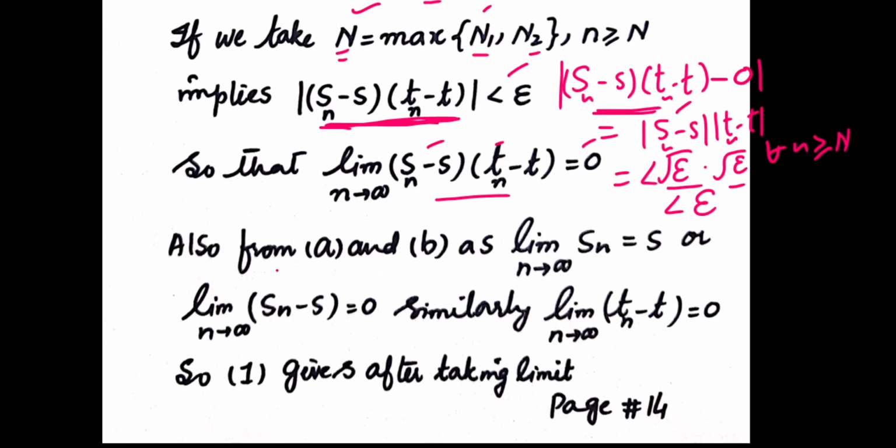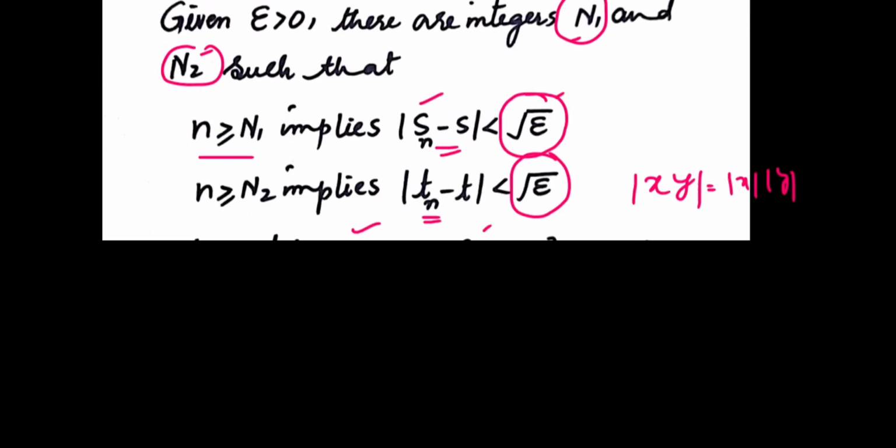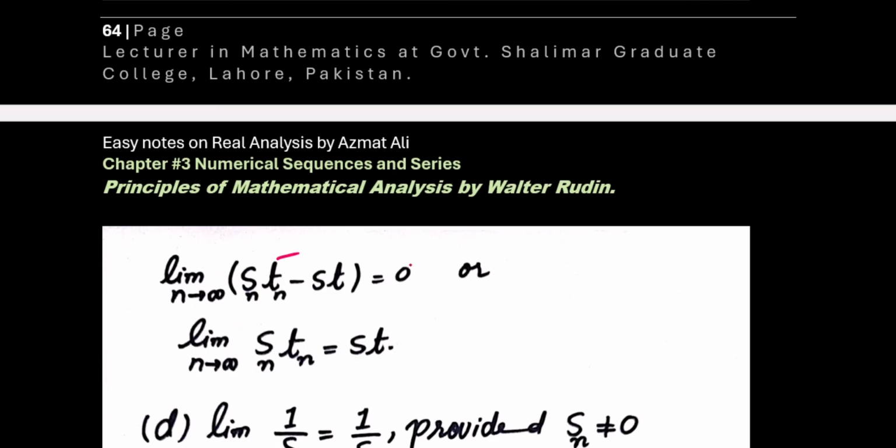Also, from parts A and B, as the limit of Sn is equal to S, or in other words, the limit of this difference is equal to 0. Similarly, the limit of this difference is equal to 0. So one gives, after taking the limit, now when you take the limit at each part, this limit is equal to 0, this is also equal to 0, this is also equal to 0. So finally this limit becomes 0, or you can say that the limit of this sequence is equal to ST.